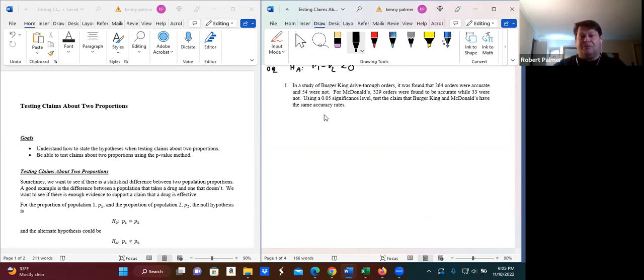What we want to do here is put in our values. Notice this time we have to be careful about the values it gives us. Let's call Burger King BK, and McDonald's MD. Our N here, be careful, because it says 264 orders were accurate and 54 were not, so neither one is the total number. Call this N1. To get the total number, we just need to add those together.